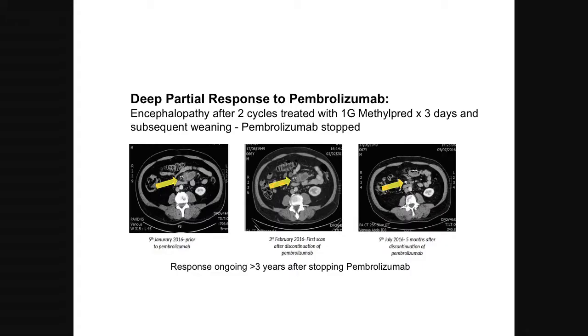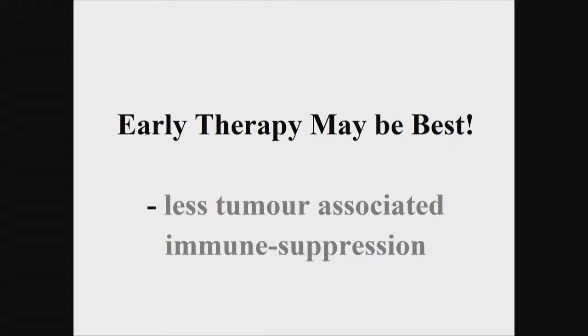And you can see this is an example of a patient who had a toxicity very early on. After 2 cycles of pembrolizumab, very fit guy. He was in the trial, so performance status was 0.1, and his tumour disappeared. When we stopped the pembrolizumab, he's in remission 3 years later, after just 2 cycles of pembrolizumab.